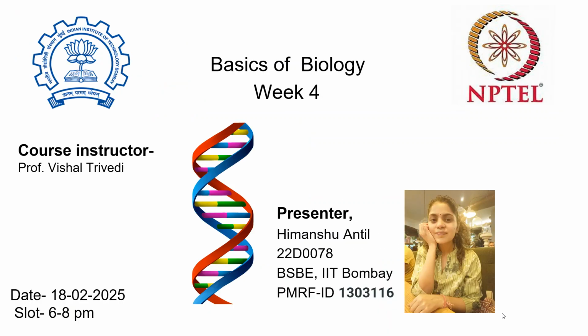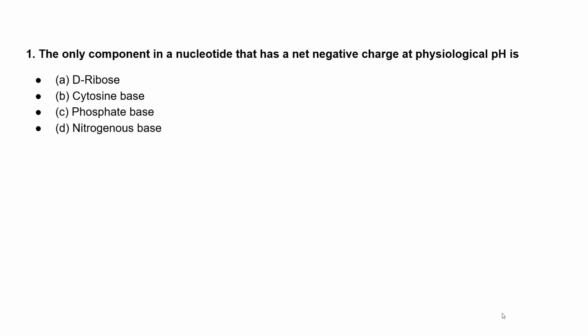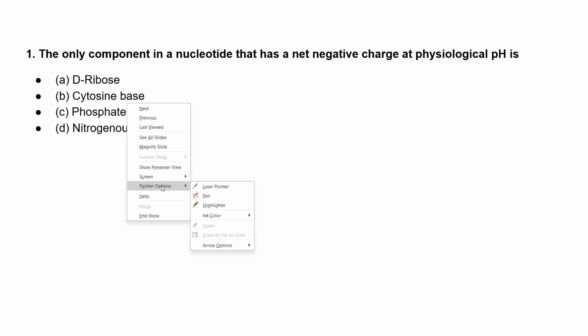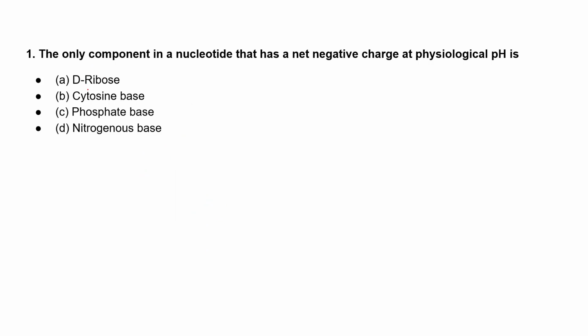Okay, so I'm Himanshu. So today is your week 4 tutorial for the course Basics of Biology. The first question for this class is: the only component in a nucleotide that has a net negative charge at physiological pHs. Option A is D-ribose. Option B is cytosine base. Option C is phosphate base. And option D is nitrogenous base. So the only component that has a negative charge at a physiological pH.